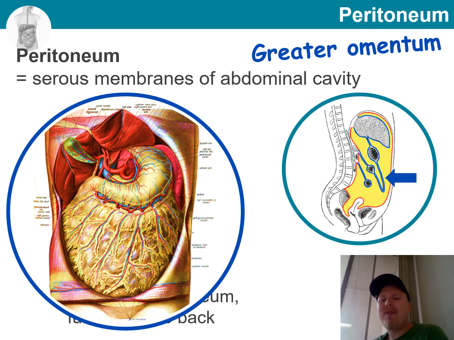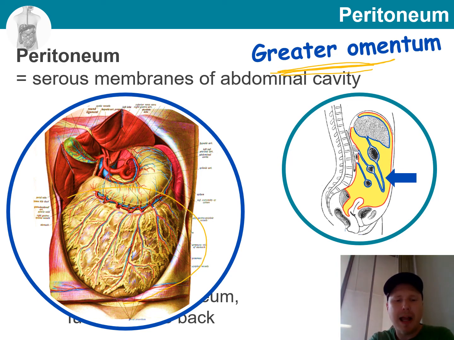One part that is very striking, if you ever have a chance to do dissections, is the greater omentum. It covers much of the abdominal cavity, pretty much as one of the first structures that you will see after removing the skin, adipose tissue, and muscles. So a very important anatomical landmark.